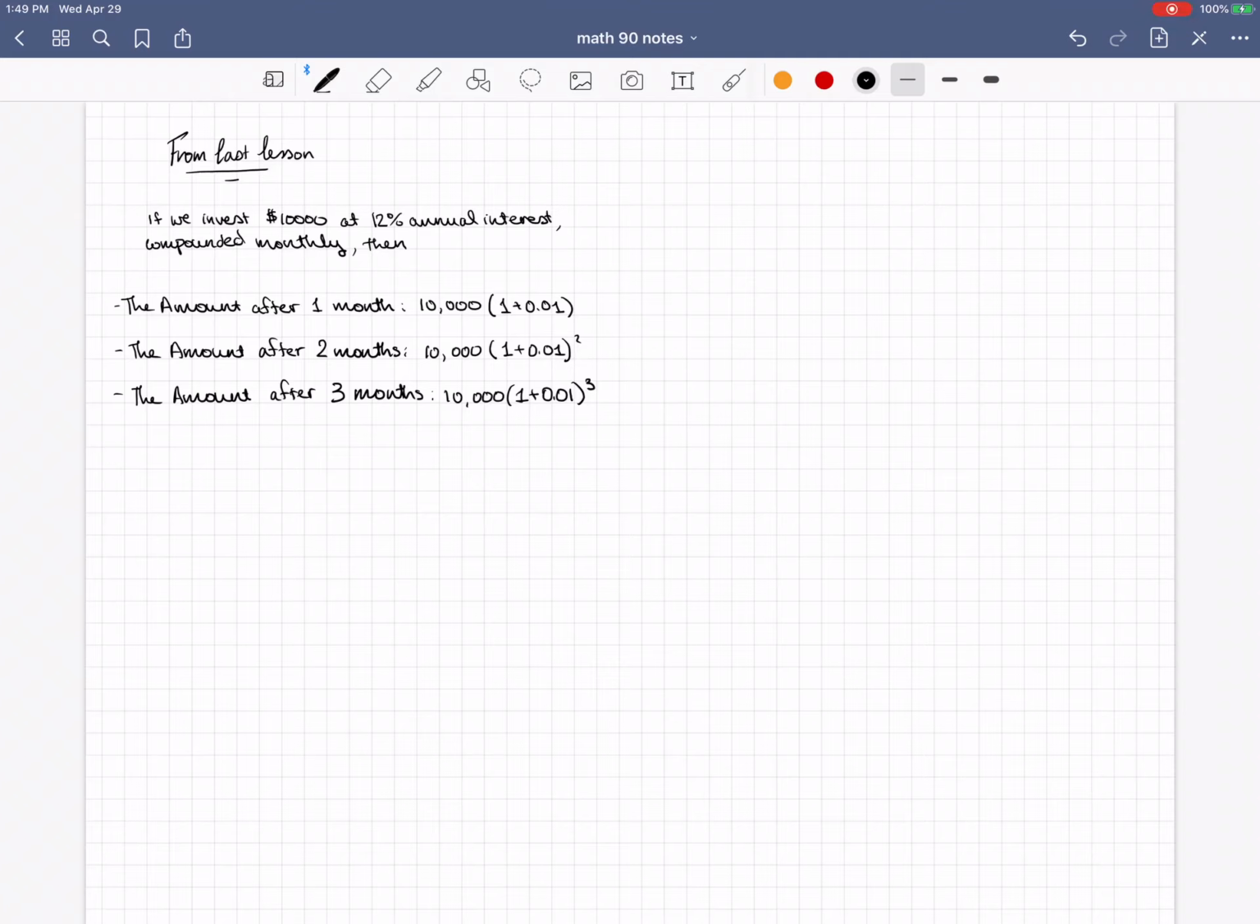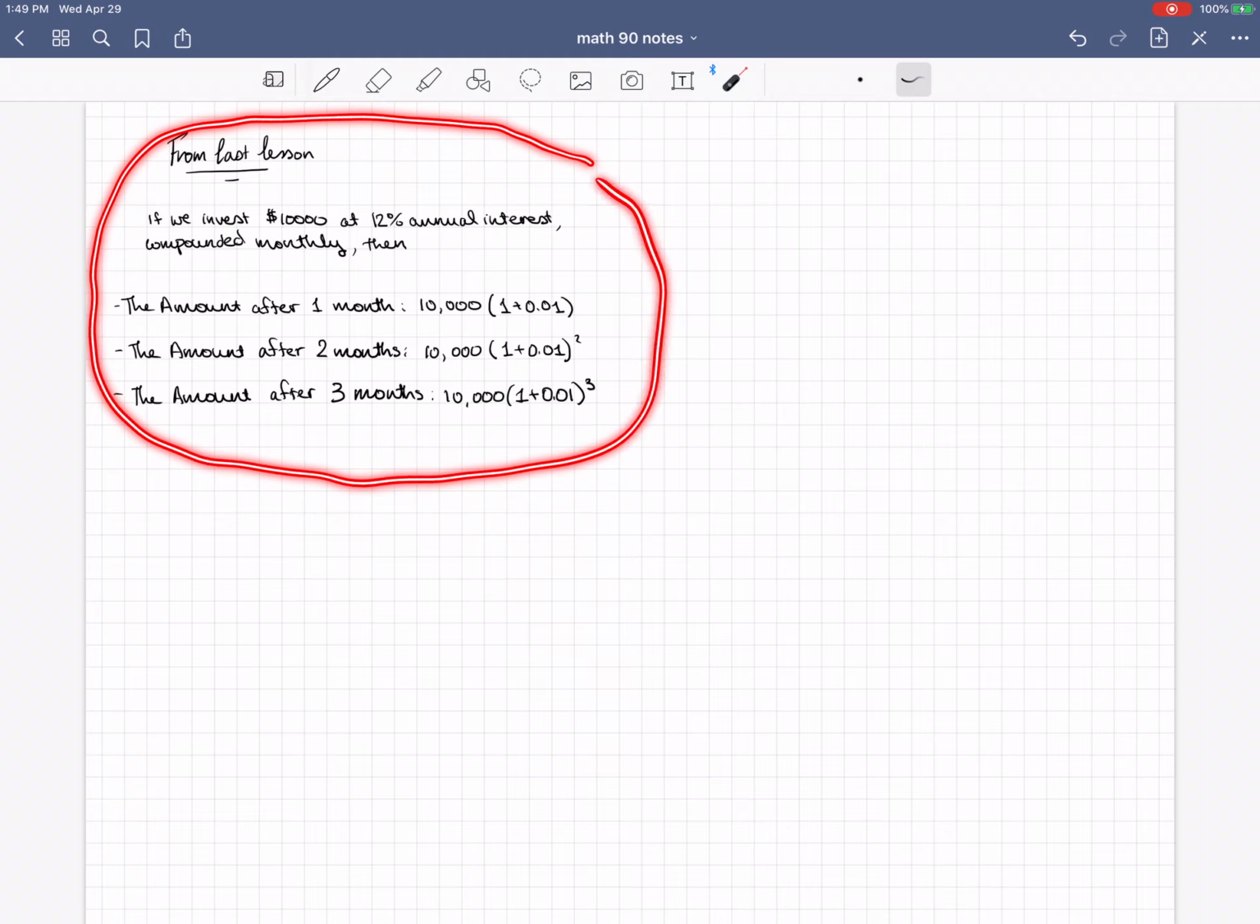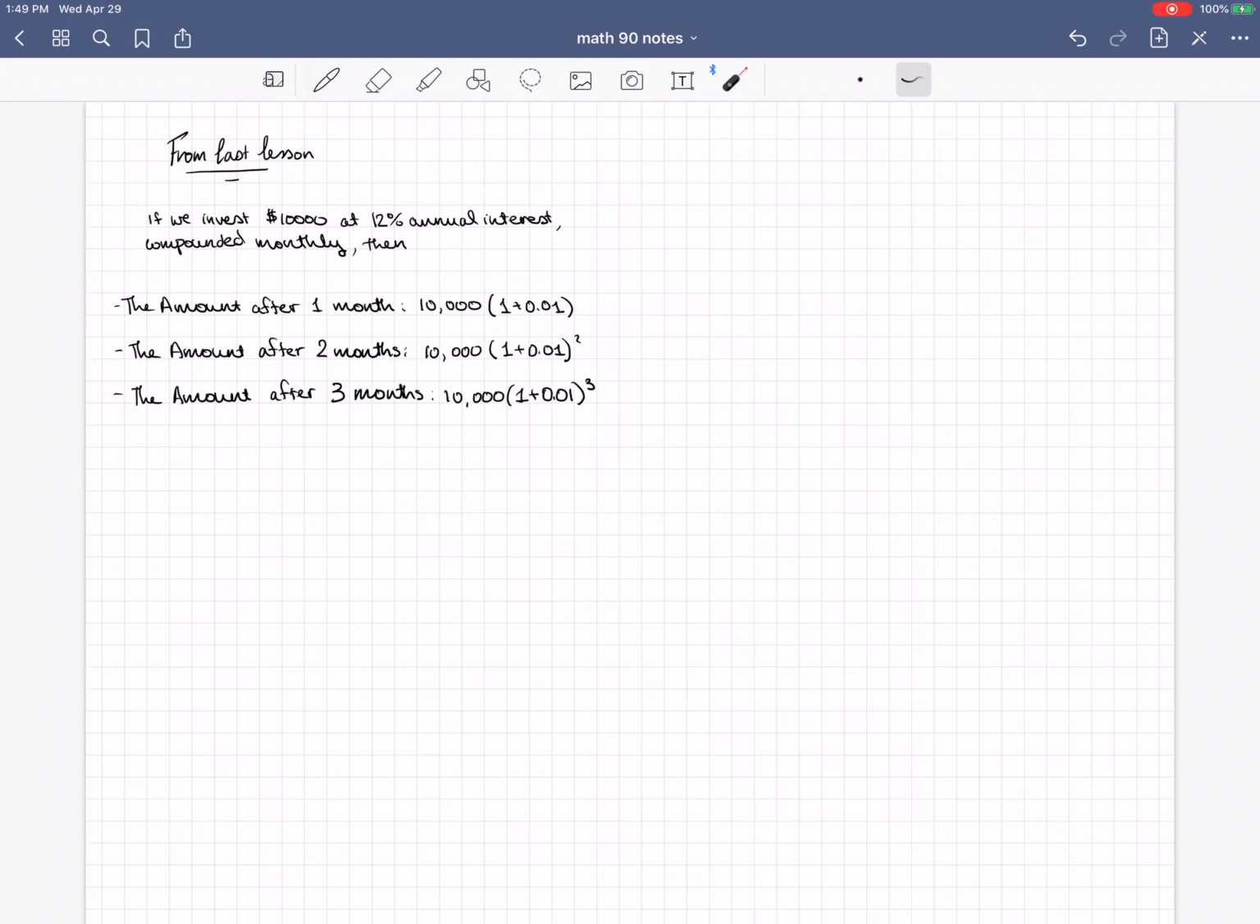Hi everyone. So we're going to continue our conversation about compound interest in this lesson, and I started out by putting a list here of what we had observed looking at compound interest in the previous lesson. So we built a chart in which we looked at what happens if we are investing $10,000 at a 12% annual rate compounded monthly. And we looked at the amount at the end of months. We looked at month 1, month 2, and month 3. And then I actually encouraged you on your own time to keep it going for a couple more months to see if you can see the pattern flesh out.